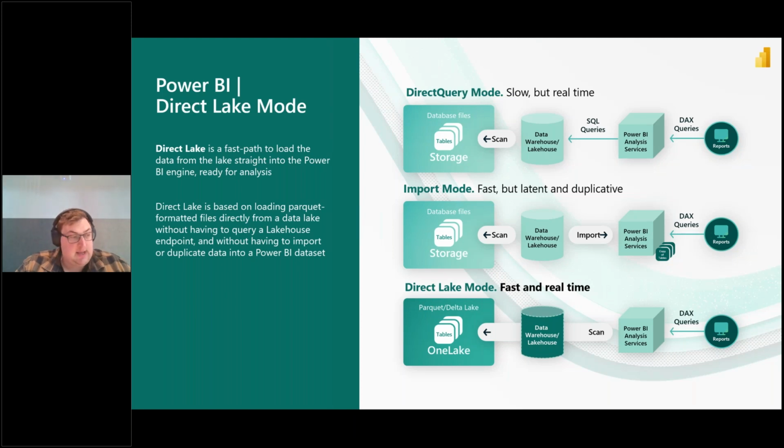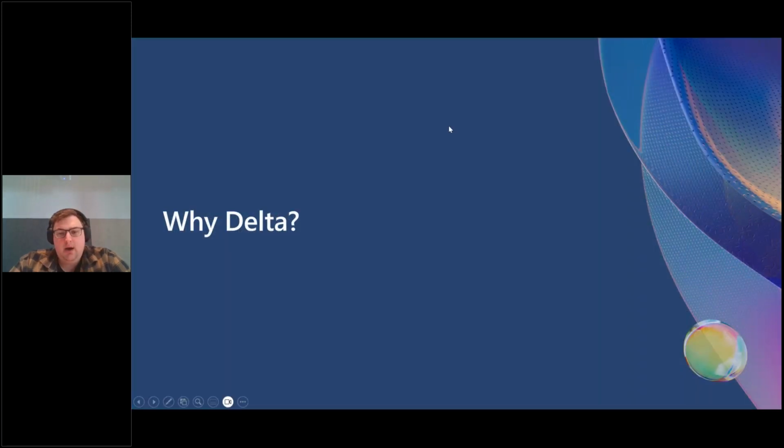And it does mean that as soon as we have that data in memory, it gives us that same level of performance that we had with import mode. So it really has the potential to unlock some new use cases, especially when you're already standardizing on a Delta lake. But why are we making such a big fuss? Why are we making such a big deal about Delta?